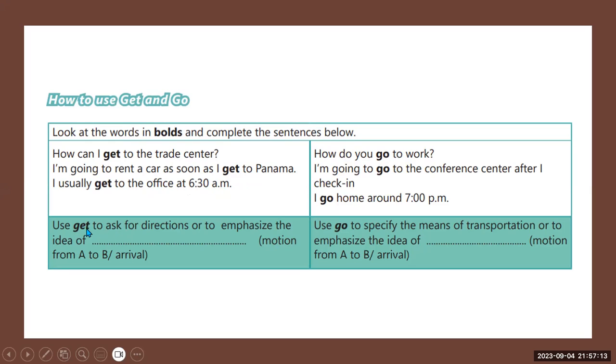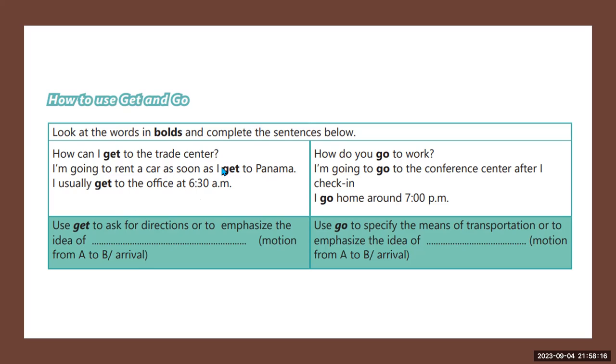Okay, now we are going to read right here. Use get to ask for directions or to emphasize the idea of motion from A to B or arrival. Which one do you consider is the right one? Arrival. Arrival, teacher. Yes, because if you see the example here, how can I get to the trade center? As soon as I get to Panama, I usually get to the office. That is the reason why.